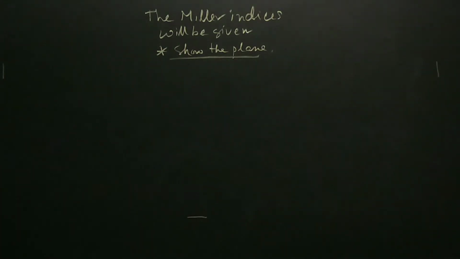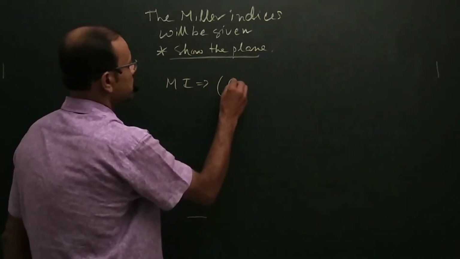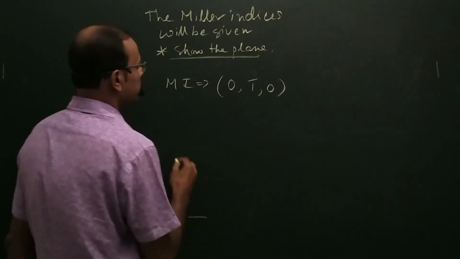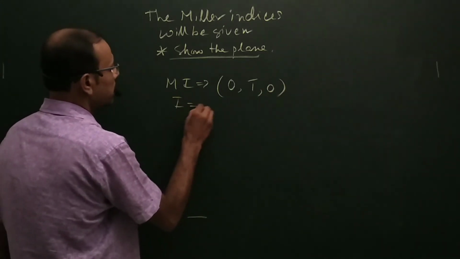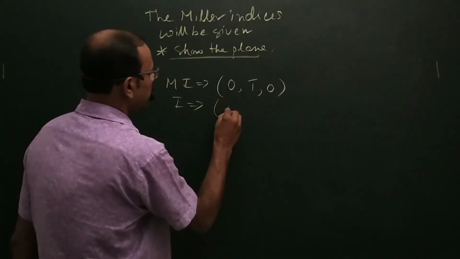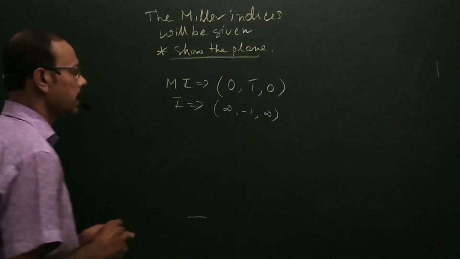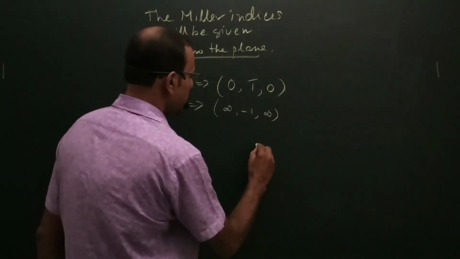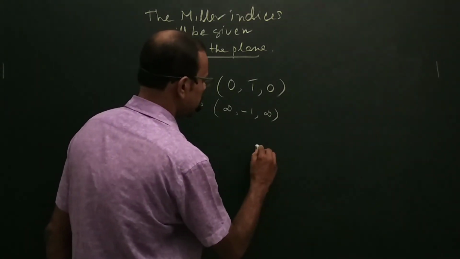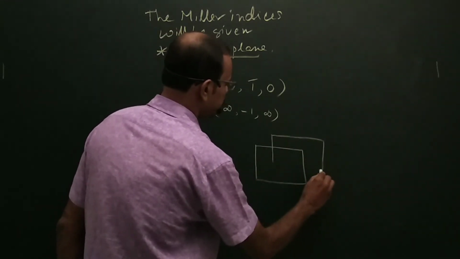Where the Miller indices is given by 0, 1 bar, 0. That means the integers, or the reciprocal indices or intercepts, whatever it may be, they will be infinity, -1, and infinity. And I have to draw the plane, I have to show the plane in the unit cell or in the lattice. So I am drawing the cube here.